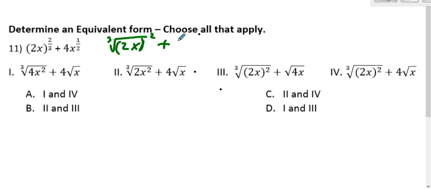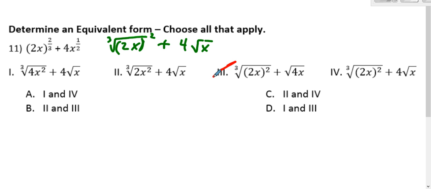And here it's 4x to the 1/2. Only the x has the 1/2 power on it. Only the x. So it's 4, and then it's the 1/2 power of x, which means it's the square root of x. So this one is wrong because the 4 should not be inside the square root. The 1/2 power was only on the x. So this one's wrong.